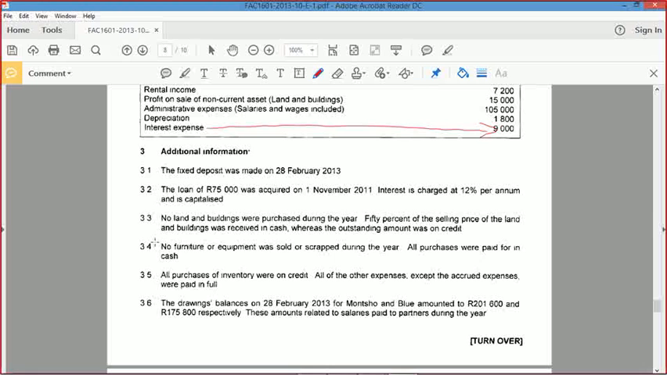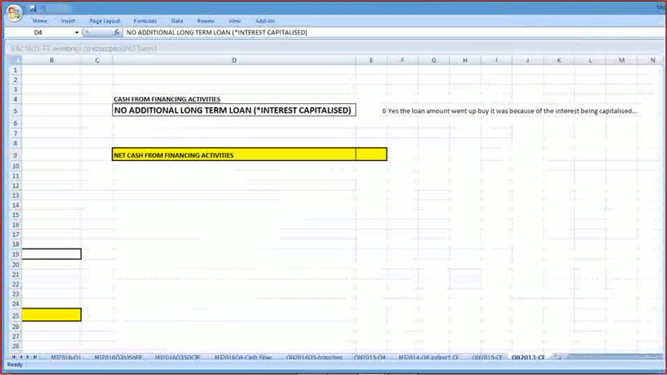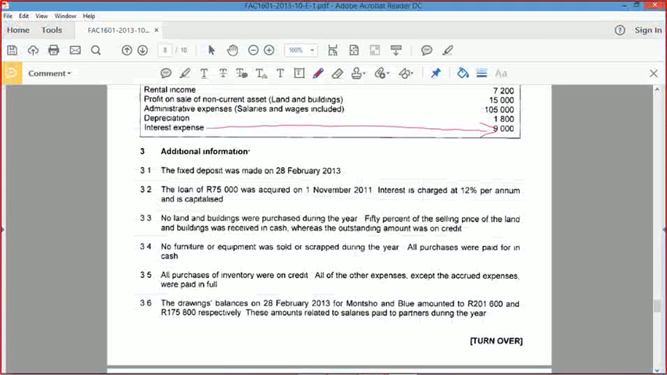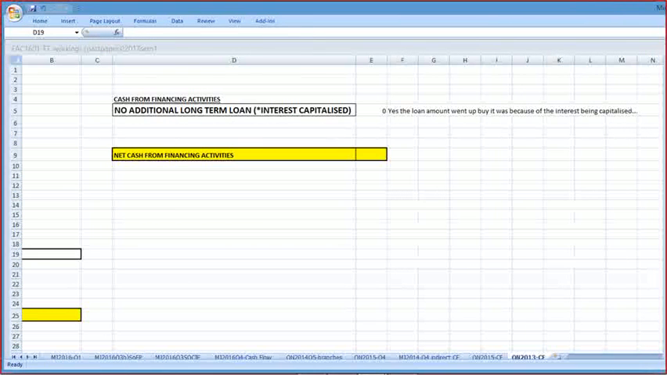Okay. All purchases of inventory were on credit. All of the other expenses except the accrued expenses were paid in full. So that's basically also just extra information. Really? Which half? The first part is important, because it's saying how the inventory was paid. Yes, it's on credit. So is that a movement in a balance? Yes, it is. Operating, financing, or investing?